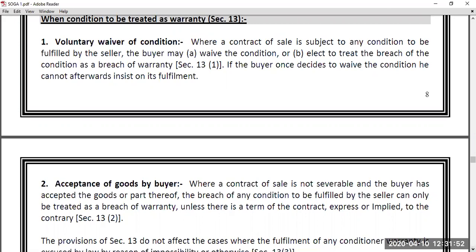And so here also we can say that because of the acceptance of goods by the buyer in hurry, the buyer has to treat breach of condition as a breach of warranty.